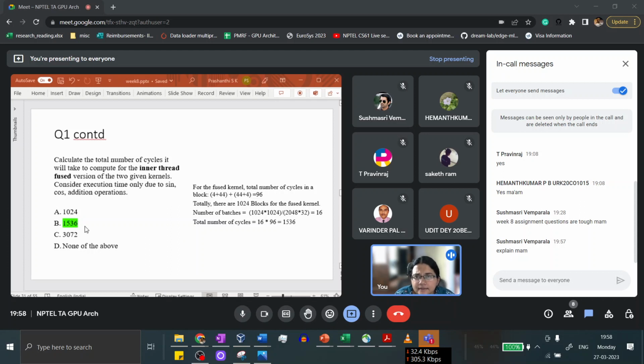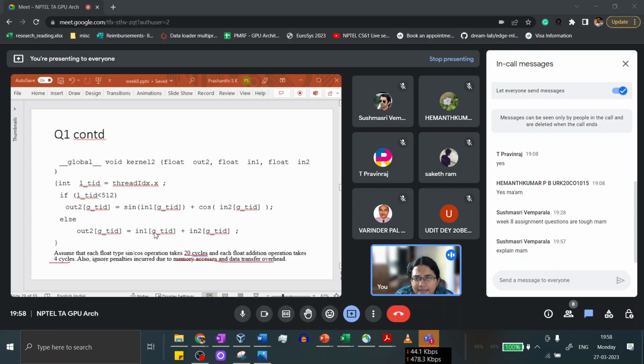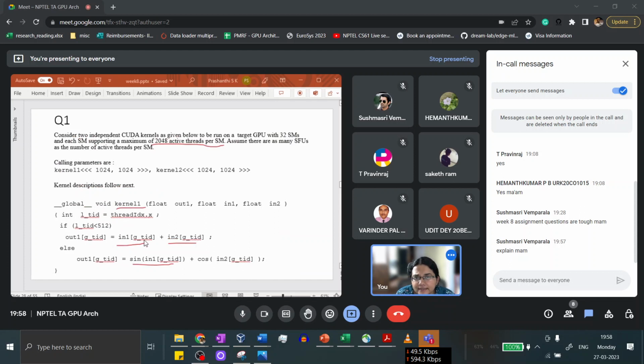So the answer is B, 1536, right? Let's think about why that is. So first, let's talk about the number of cycles. So you're going to fuse these two kernels, right? So let's talk about the unfused versions first. So we have one addition operation here. So we are told this takes 4 cycles.